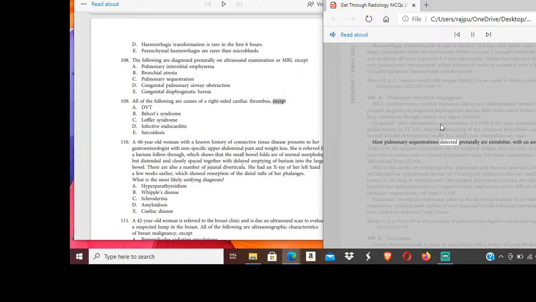Most pulmonary sequestrations detected prenatally are extralobar, with an anomalous vein that drains into the systemic circulation. On T2 weighted images, they are seen as well-defined hyperintense masses with or without hypointense septa. Intralobar sequestration may be difficult to differentiate from CCAM. MRI is also useful for evaluating other pulmonary and thoracic anomalies.